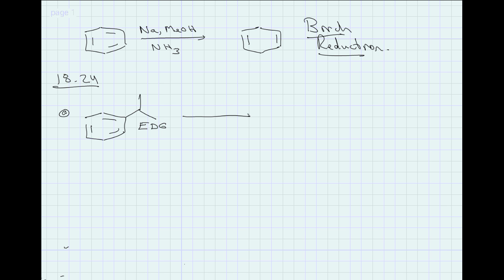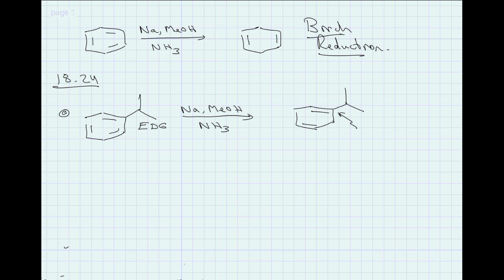So if we treat something that has an electron donating group with Birch reduction conditions, so sodium, methanol, and ammonia, we are going to reduce a double bond in that ring, but we need to be careful about which one we reduce. When we have an electron donating group on the ring, the carbon that is attached to the electron donating group is not reduced. So we're going to put a double bond there and put a double bond here. So we're going to end up with a 1,4-diene, a 1,4-cyclohexadiene with an isopropyl group on it.